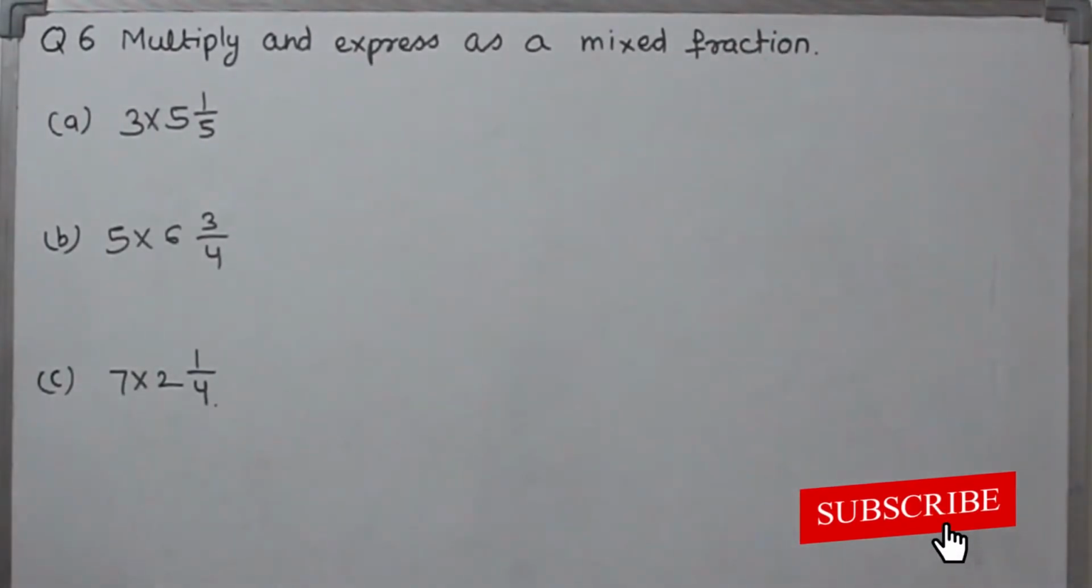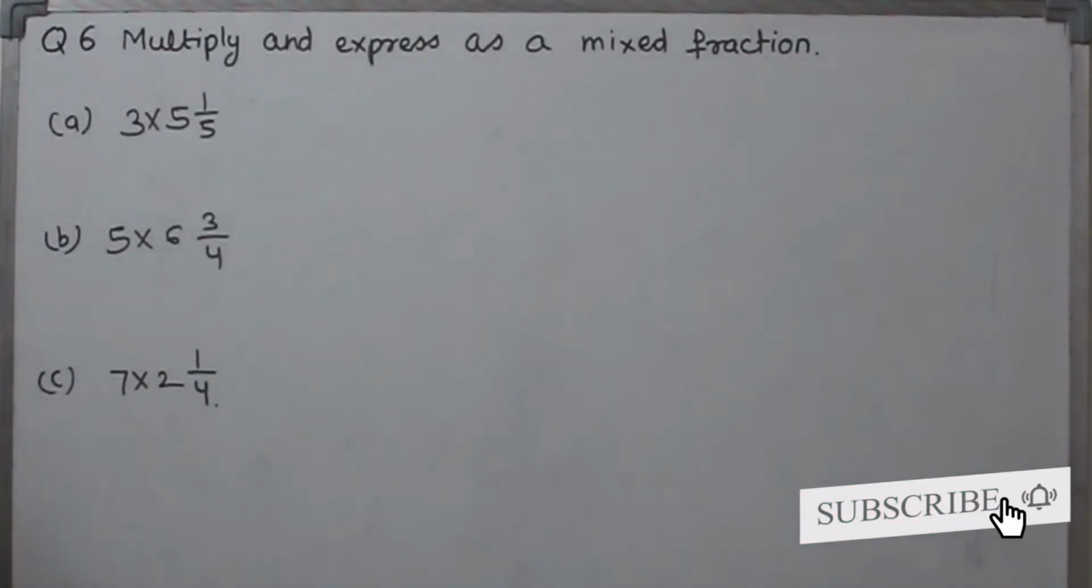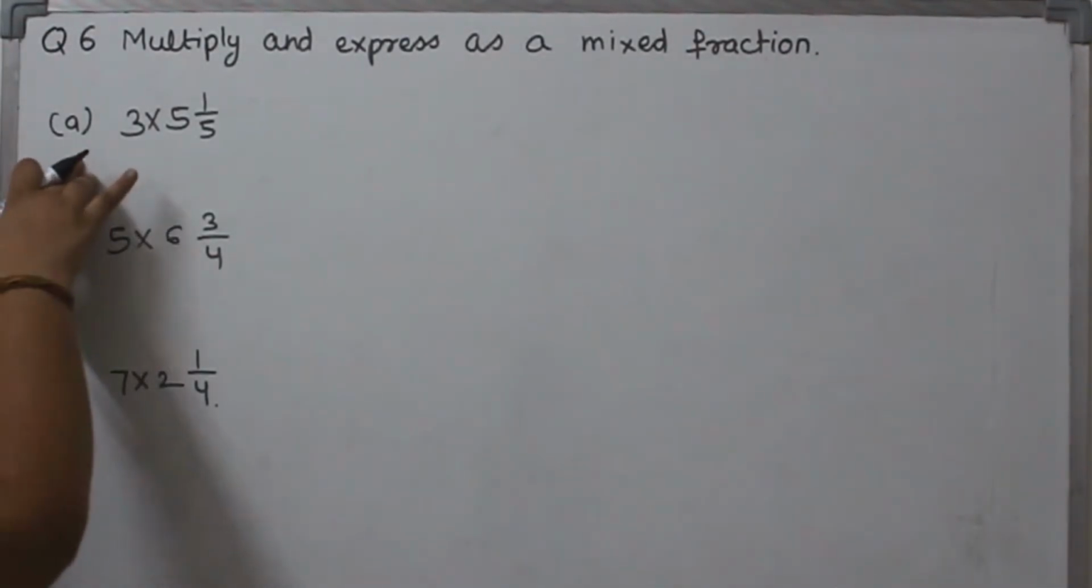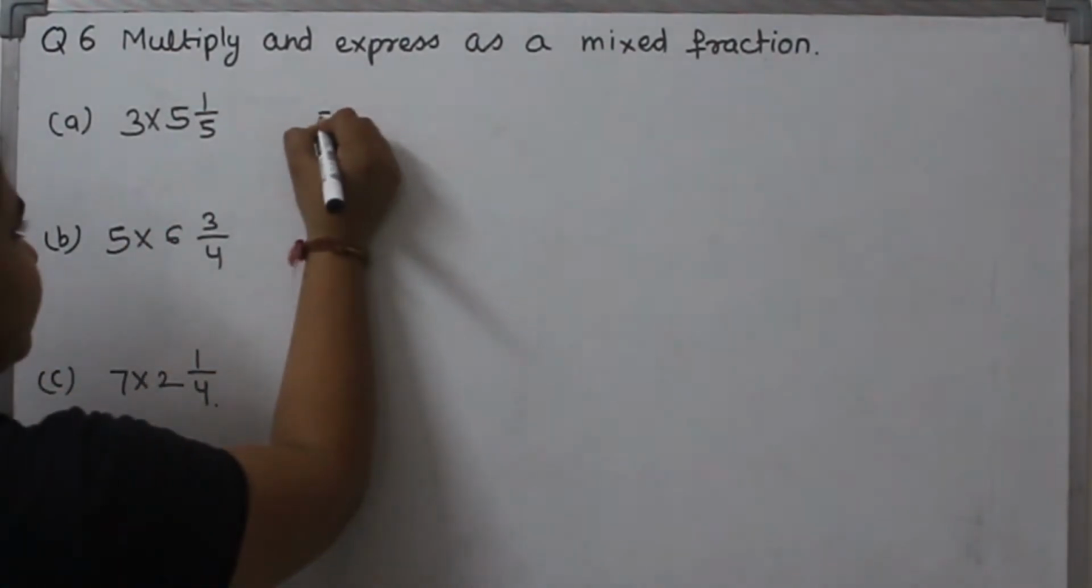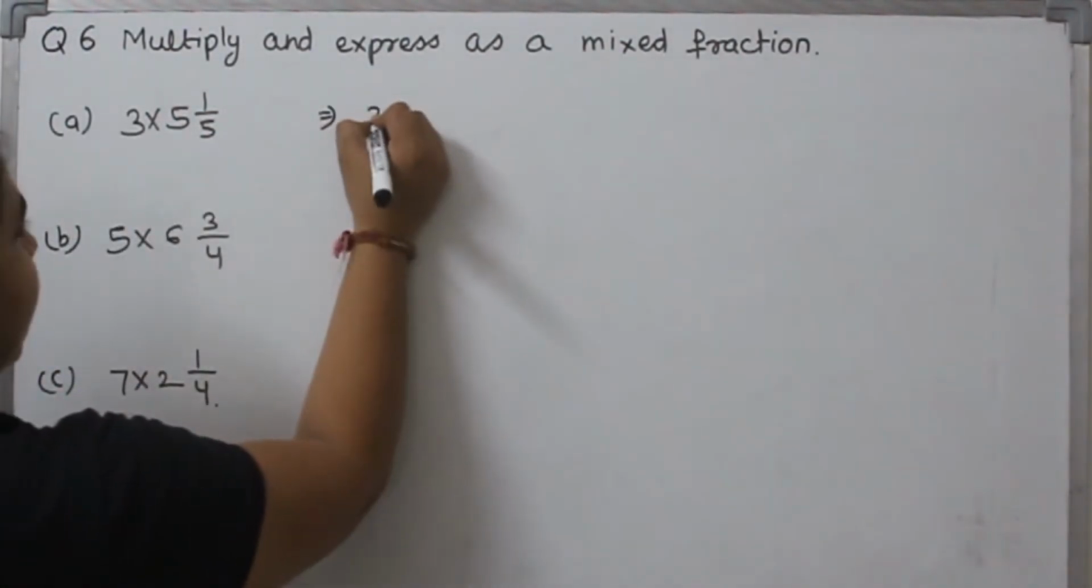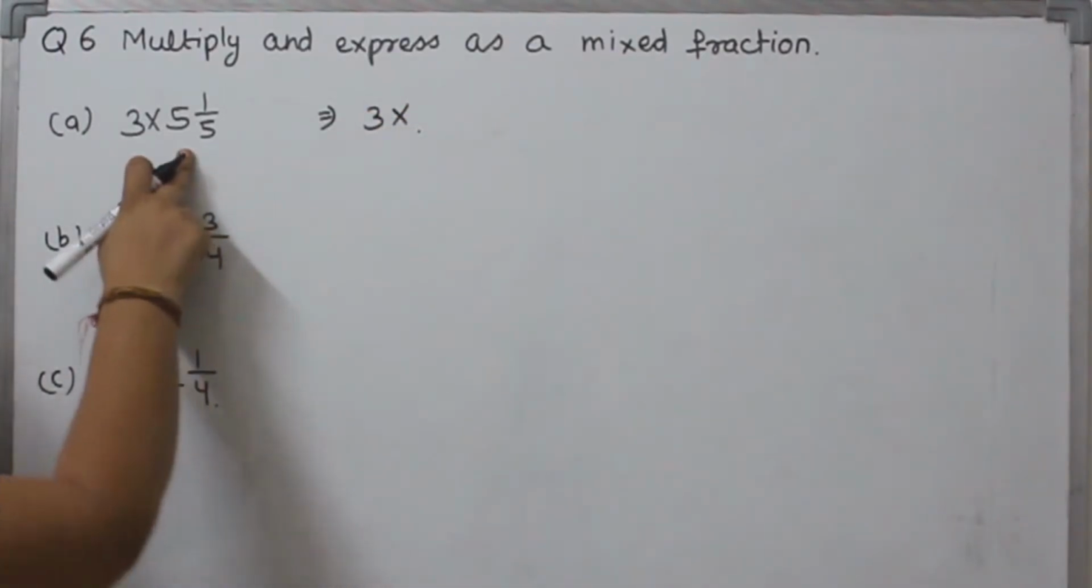Question number 6: multiply and express as a mixed fraction. We'll start with part 1. 3 into 5 and 1 by 5. So we'll write 3 multiply. This is the mixed fraction.